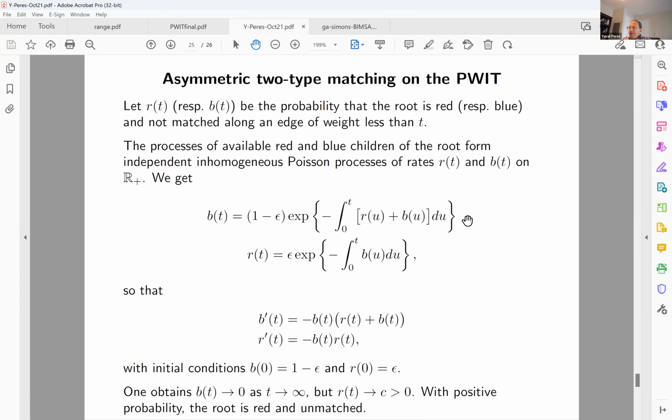And exponential of minus that is the chance that there are no such points that it could be matched to within this interval of t. So we get this identity for B of t. For the reds, we have a similar identity, but because reds can only be matched with blues, the integral here only has B of u inside. And again, we have these two integral equations.